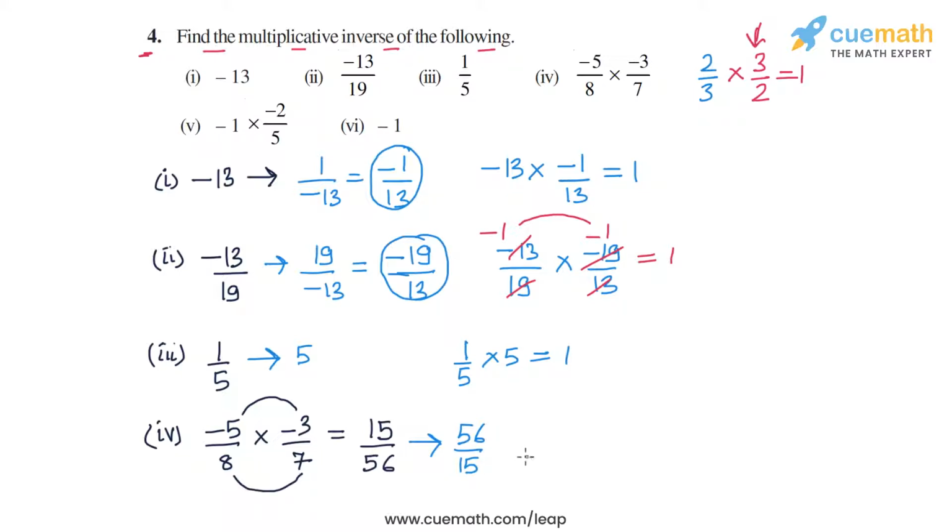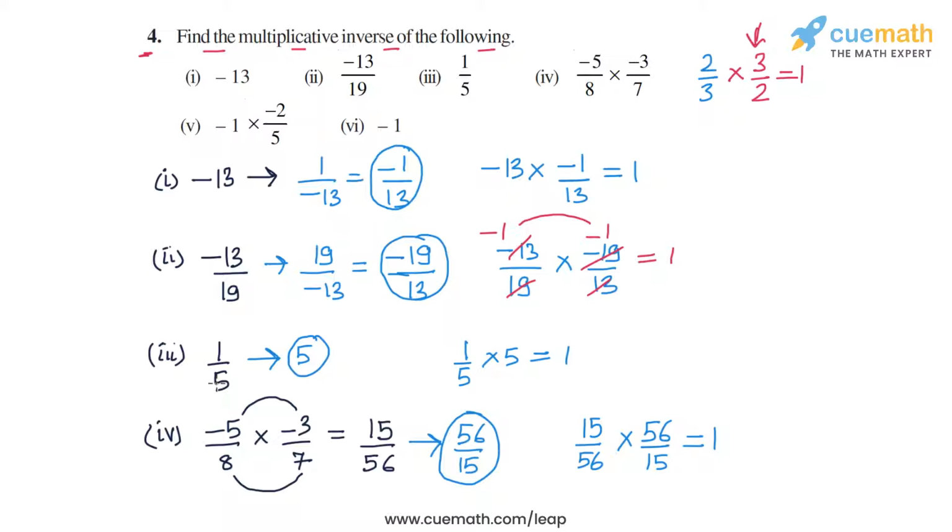You just invert the numerator and the denominator and you can verify that this works. 15 by 56 into what we have found, 56 by 15, this is equal to 1. So the answer in part 4, the multiplicative inverse of part 4 is 56 by 15. Of part 3 was 5.